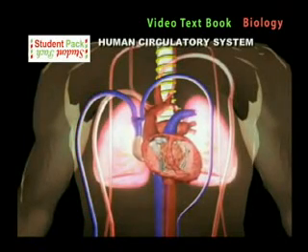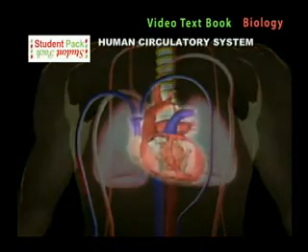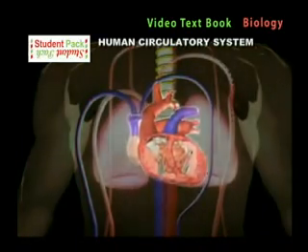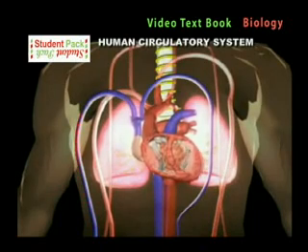This video talks in detail about the human circulatory system. The human circulatory system, also called the blood vascular system, consists of a muscular chambered heart, a network of closed branching blood vessels, and blood, the fluid which is circulated.